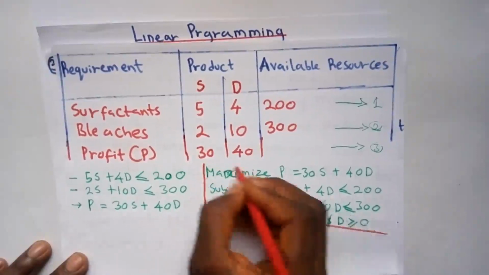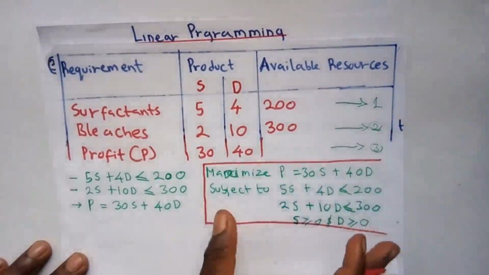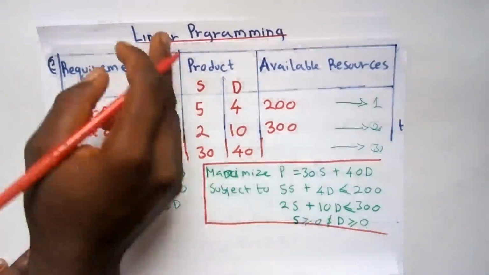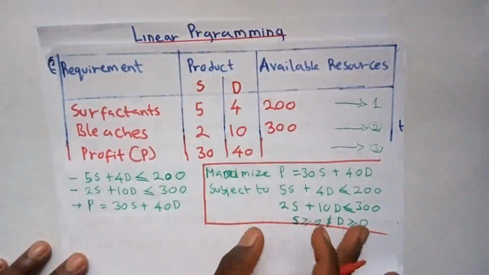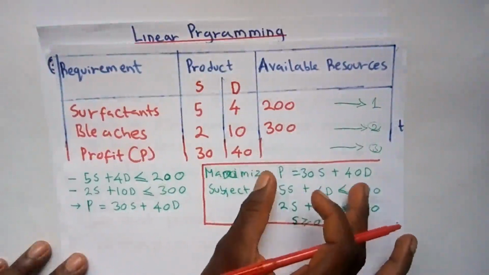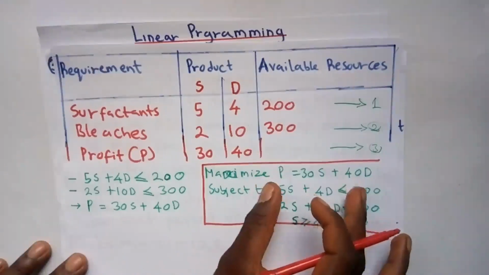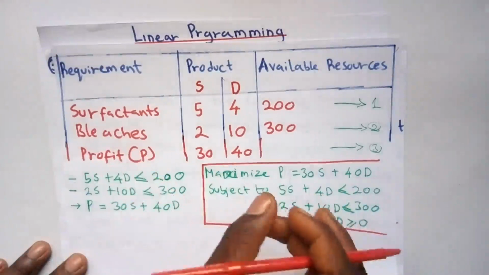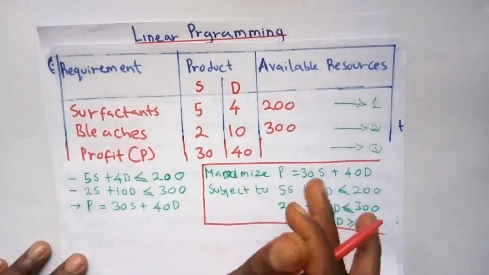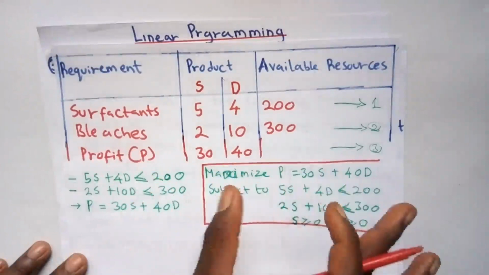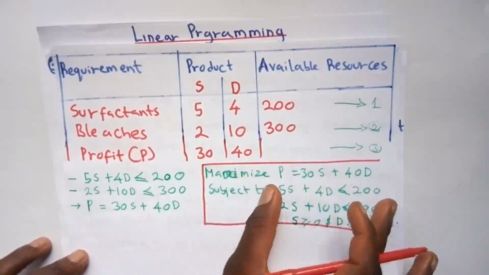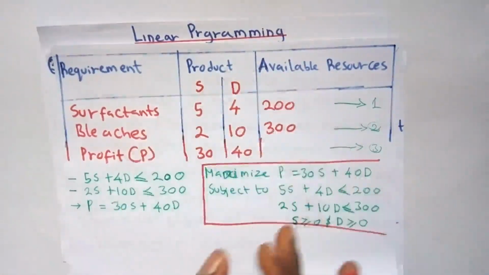We can now solve this using the graphical method or the simplex method, or any of the other methods used in solving linear programming problems. If you still don't understand how to solve this linear programming problem, check the video description below. There is a link to videos where we have solved questions on maximization problems. You can watch them to get more clarity on how to solve maximization problems in linear programming.